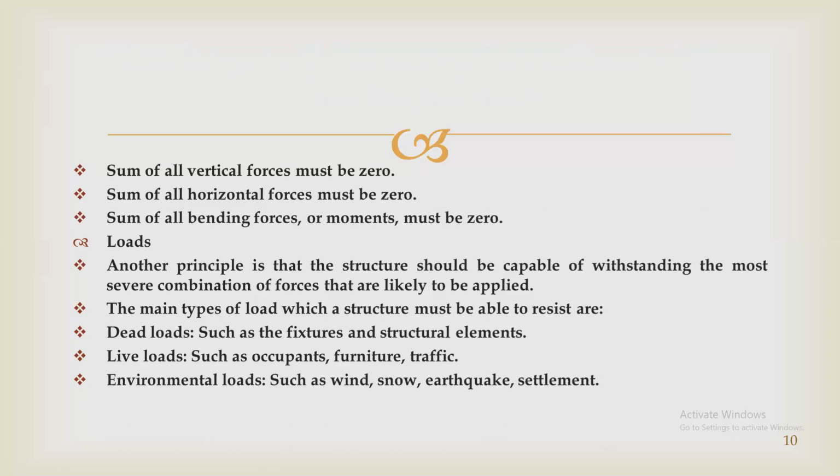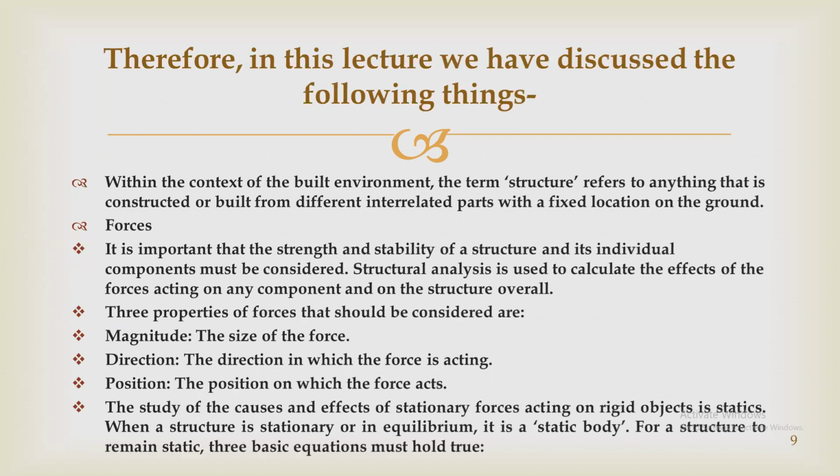Okay, so while considering the different forces which will be acting on a structure, we must consider three basic things. That means we have to find out the magnitude of the force which will be acting on a particular structure. Then we have to consider the direction of the force. That means in which direction the force is acting. It might be a vertical direction, it might be a horizontal direction. And finally, we have to consider the position of the force. That means we have to consider at which point or at which joint of the structure the force is acting.